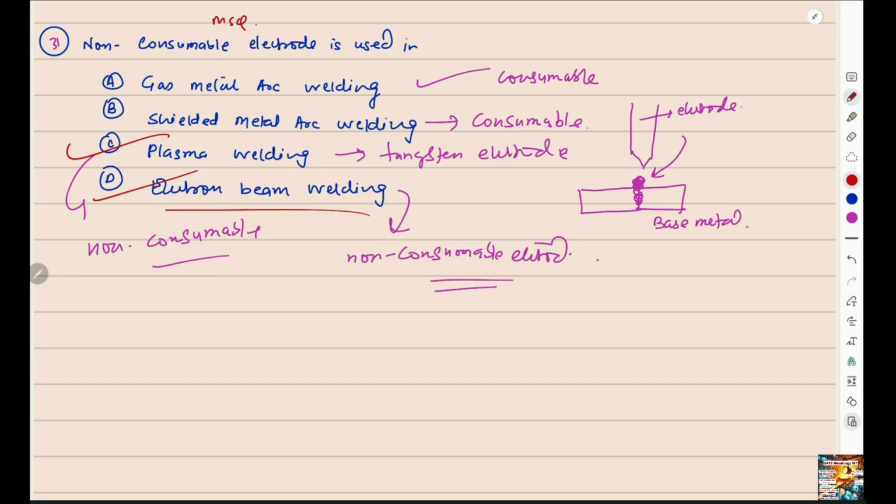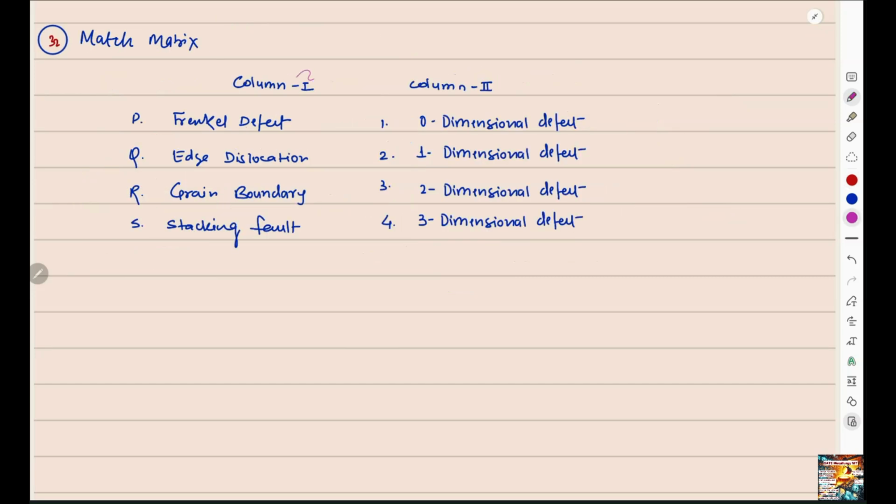Moving to the next question. The next question is a match-the-matrix question. We have to match column 1, the defect type, with the dimension in column 2. We know that Frenkel defect is a point defect. Edge dislocation is a one-dimensional defect. Grain boundary is a 3D defect, whereas stacking fault is a two-dimensional defect. So this is the correct matching.